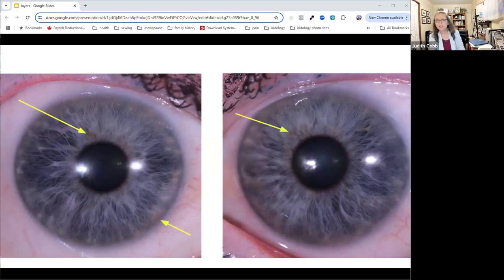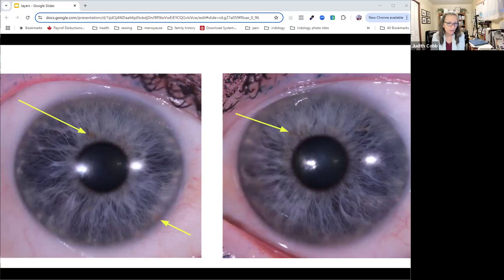The next layer we're going to look at is the pigment in her eyes. So you can see we've got little areas in her eye here. There's a tiny, very, very faint one here. There's another tiny, very faint one here. These pigments are really important.